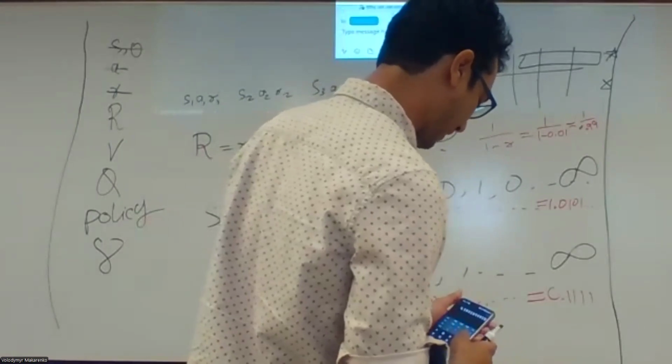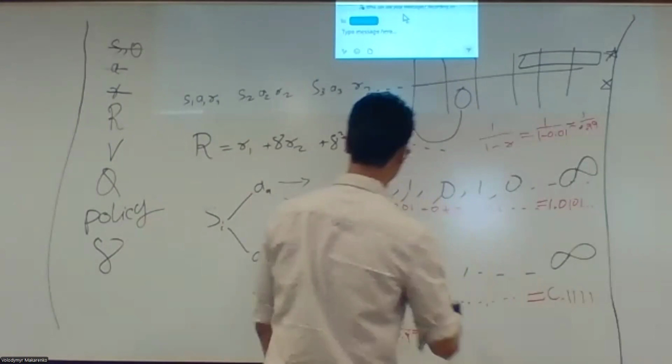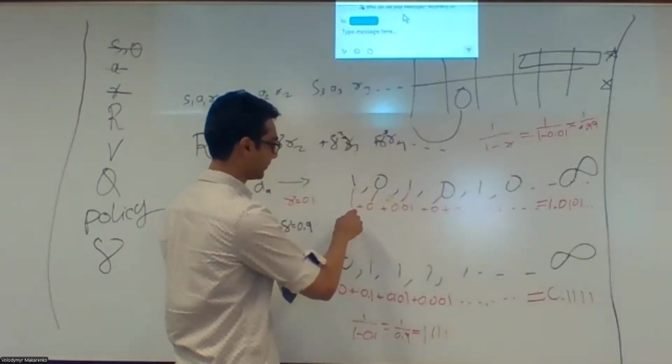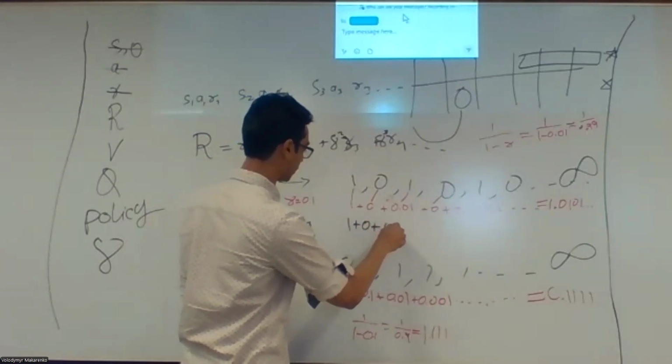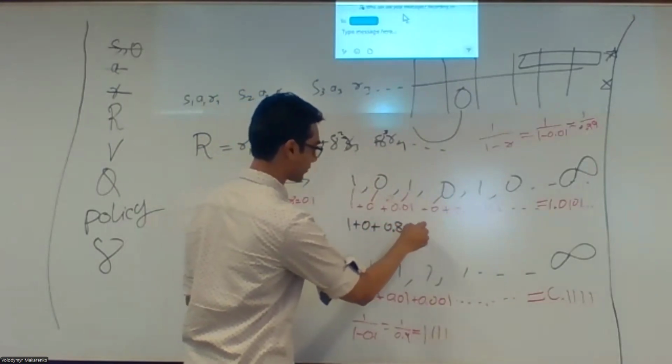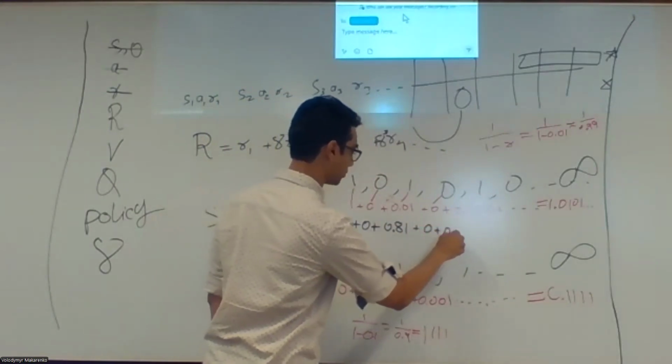I can do even less mental math over here with multiplication of 0.9. So you can just shout out the values as they come in. So it's going to be 1 plus 0 plus 0.81 plus 0 plus what, 0.81 squared?